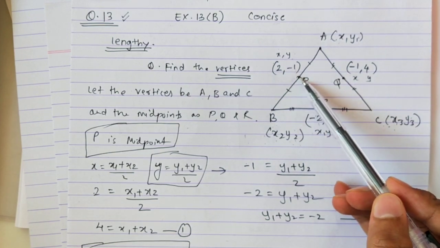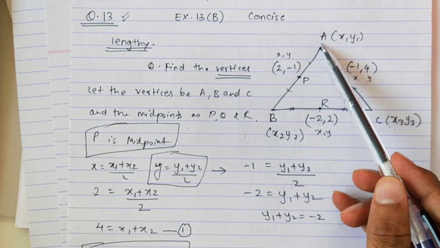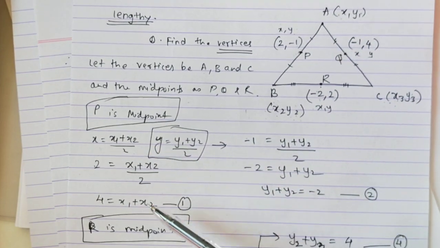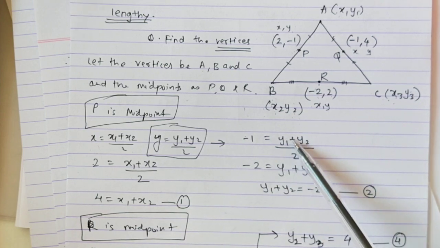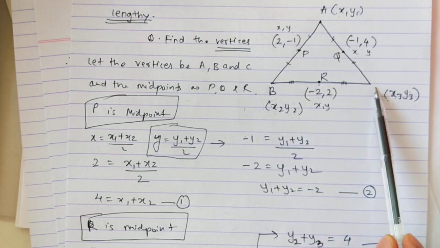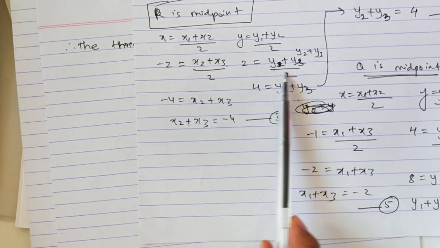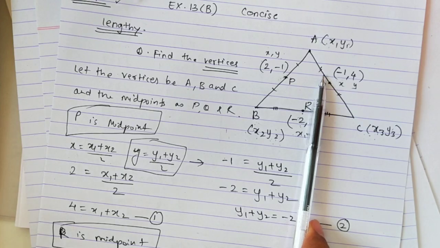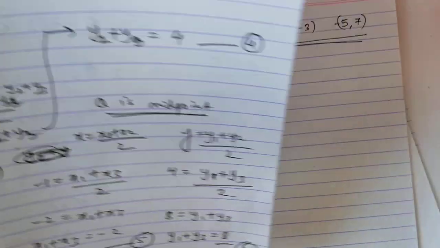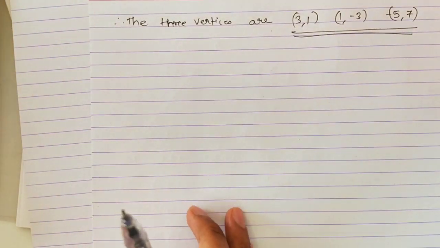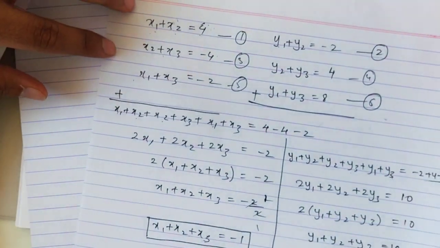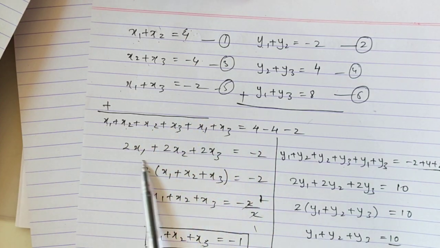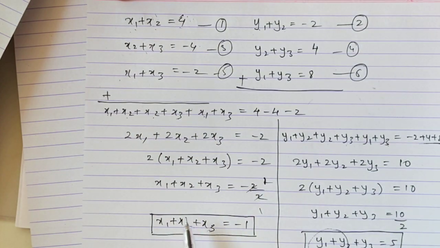We first took P as midpoint and we applied the formula here. So P as midpoint, we applied the formula, we got two equations, 1, 2. Then we took R as midpoint, we solved, we got two equations. Then we took Q as midpoint, we solved and we got two equations. So finally we got the 6 equations. Then we added these 3 equations, using which we got the equation of 3 variables, x1 plus x2 plus x3.